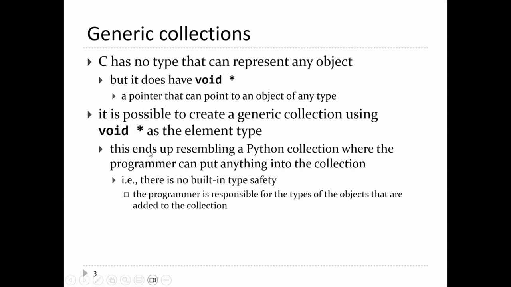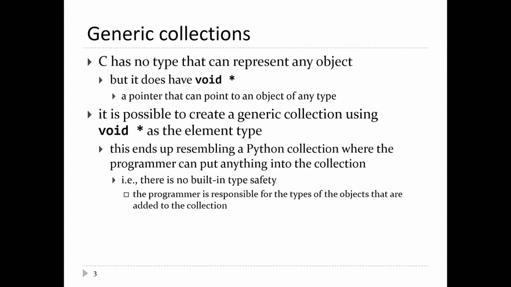Now, when you do this, it's not the same as a Java generic collection anymore. Remember, in Java, if you make a list of string, it can only hold strings. Instead, this is going to end up looking like a Python collection, because we're going to be holding pointers to elements, and the pointers are going to be void pointers. The caller or the user is able to put any element type into our collection.